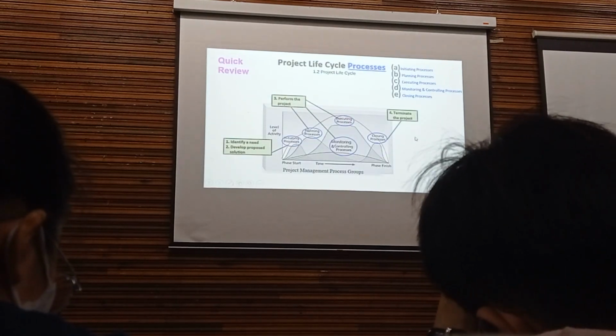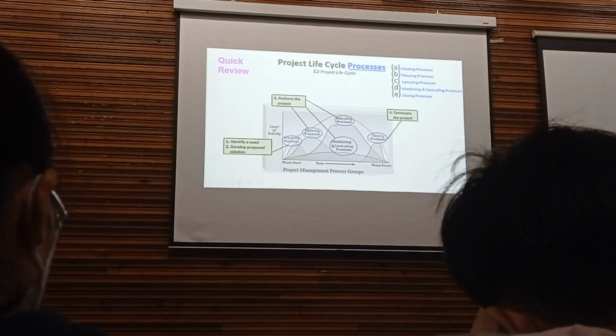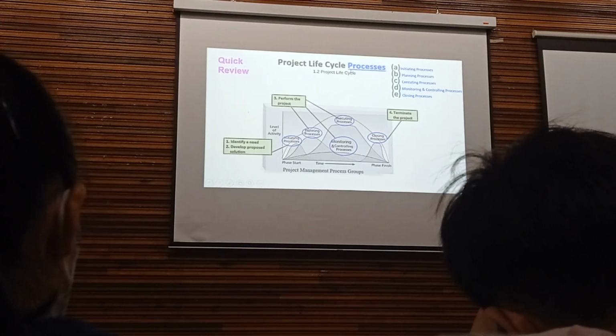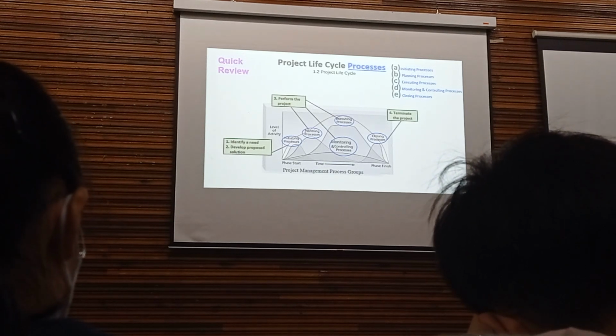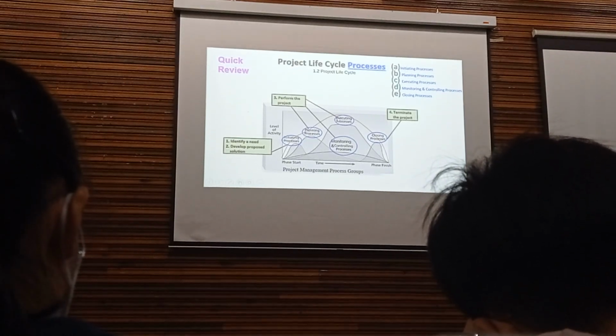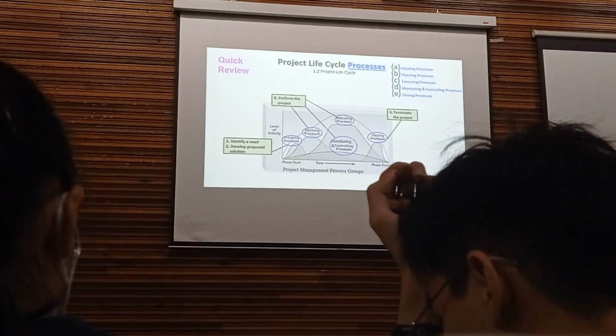So just a quick review. The project life cycle has 4 stages. Project life cycle processes are the major activities in the project life cycle. So just now was just an overview idea of what is involved in a project.